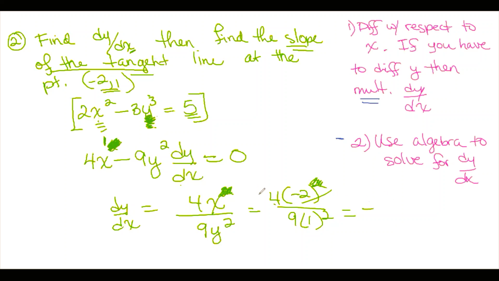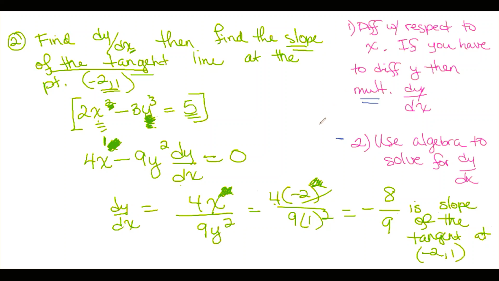All right, so that means that after I do all that work, please go back and notice I didn't minus my 1 here. And that would be negative 8/9 is your slope of the tangent line at that point, negative 2, 1. All right, let's go ahead and do another example. Please take the time to go back and change your notes. I should have minused 1 when I was using the power rule.